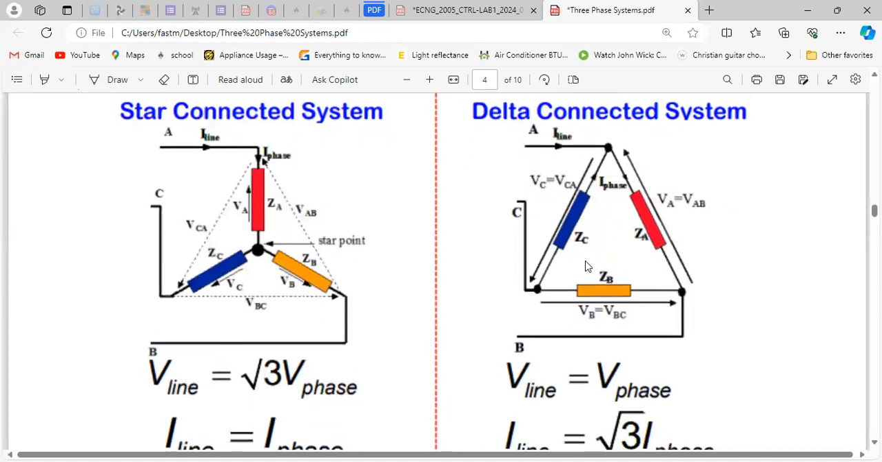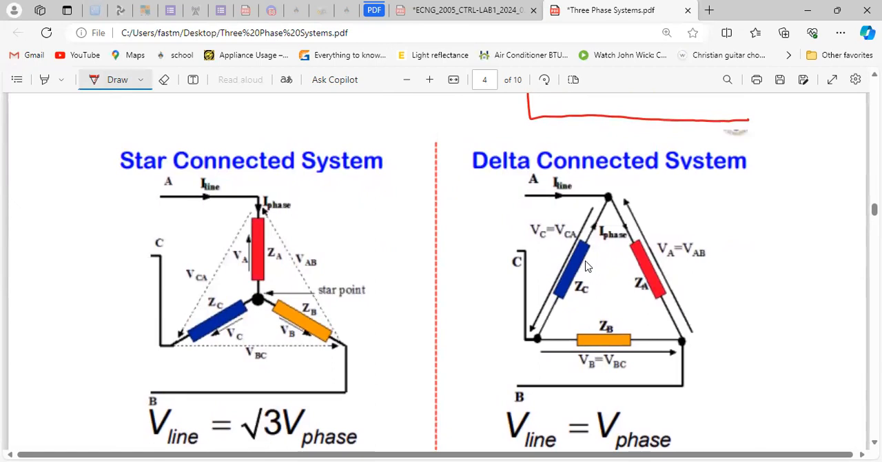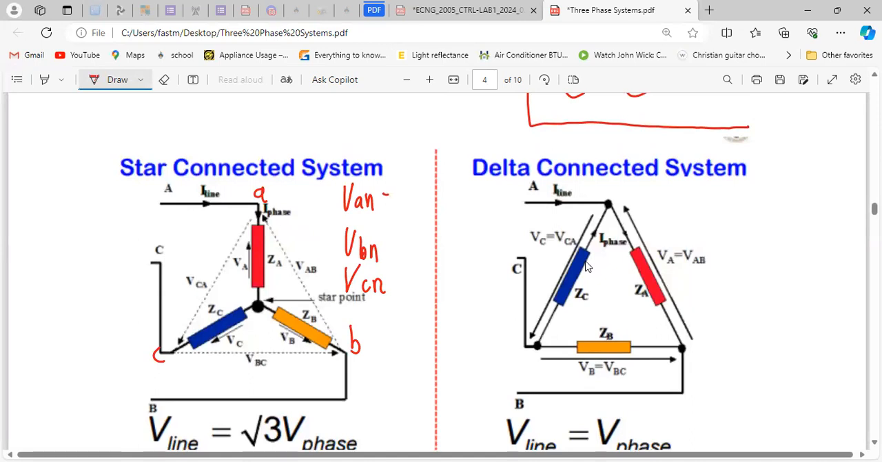So we went through the star, all right? And you can clearly see the I line and the I phase, right? And it looks like a star, right? So when they join up the phases for your star, there's VAN, VBN and VCN. Yeah, so there's a B and there's a C, right? So that is your phase voltages, right?